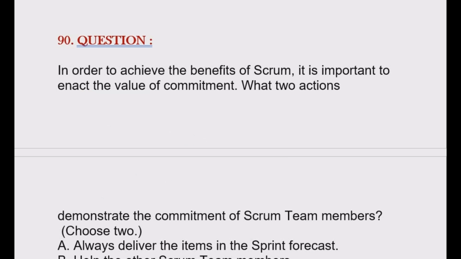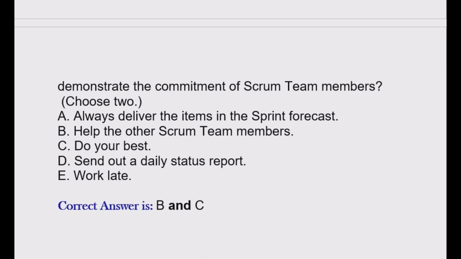Question is, in order to achieve the benefits of Scrum, it is important to enact the value of commitment. What two actions demonstrate the commitment of Scrum team members? Choose two options. Option A, always deliver the items in the sprint forecast. Option B, help the other Scrum team members. Option C, do your best. Option D, send out a daily status report. Option E, work late. Correct answer is option B and option C.